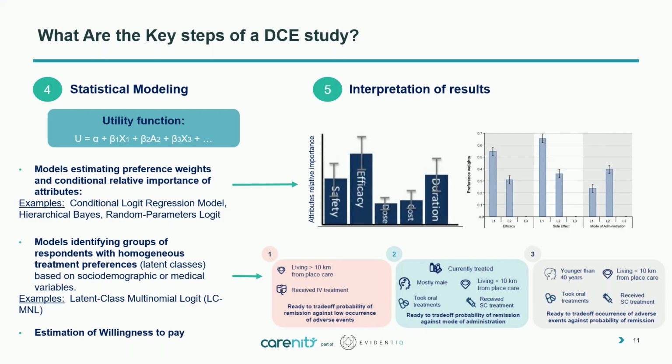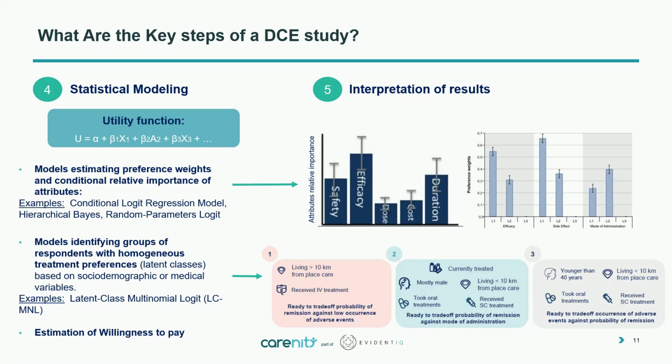The second type of models allow to identify groups of respondents with homogeneous treatment preferences. These groups of patients are called latent classes, and the individual preferences are similar within groups and dissimilar between groups.